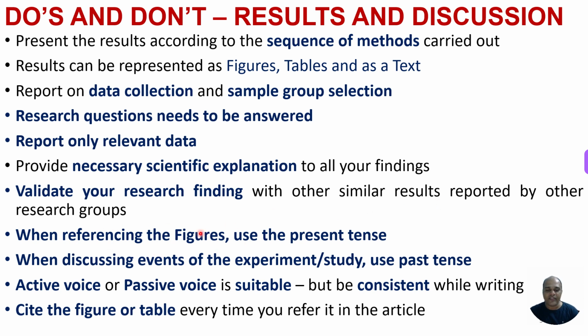When referencing the figures, use the present tense. When discussing events of the experiment or study, use past tense. Active voice or passive voice is suitable, but be consistent. If you use active voice, try to use active voice throughout. If you use passive voice, try to use it throughout. Don't try to mix it here and there. Cite the figure or table every time you refer to it in an article.